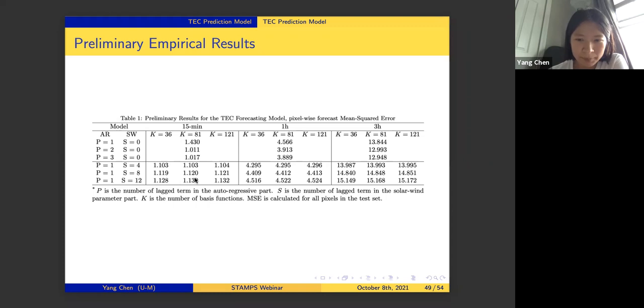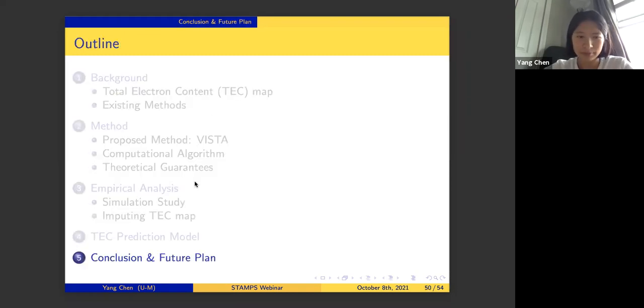What is not as desirable is that as we increase the number of lags for the vectored predictors, that's the solar wind parameters, our performance actually decreases. So that's clearly showing some sign of overfitting and over-parameterization in our model. This is something that we're still working on, both from a theoretical perspective and also from a computational perspective. So that's just a very, very quick view of our current ongoing work on the prediction model.